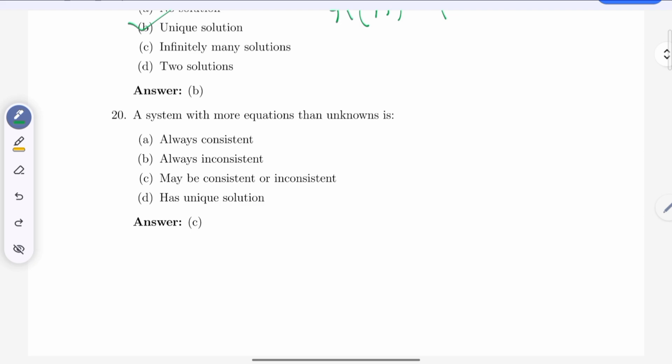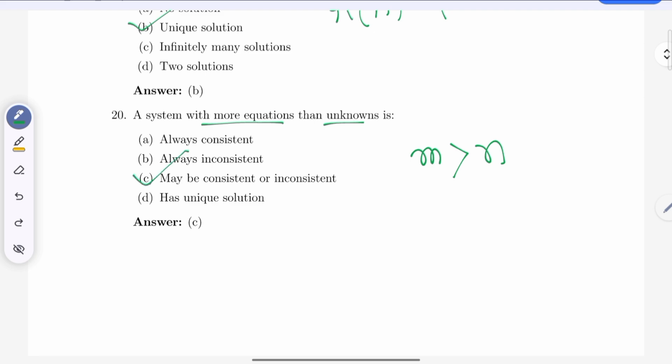Option B. A system with more equations than unknowns. So we know that if A is m by n matrix, then m is the number of equations and n is the number of unknowns. So there may be any case, maybe consistent, maybe inconsistent.